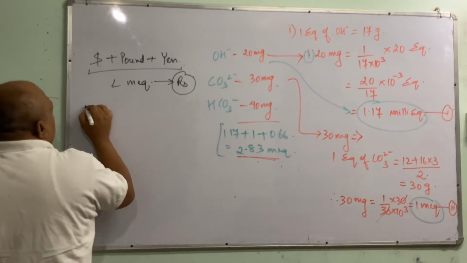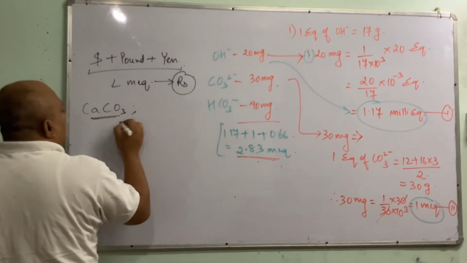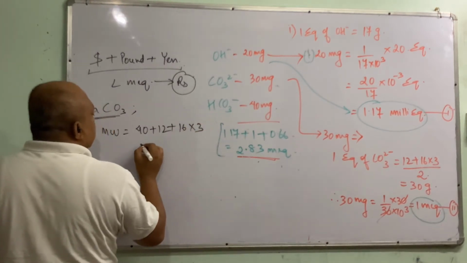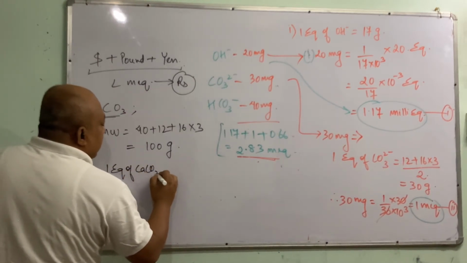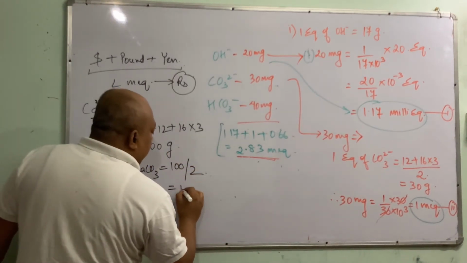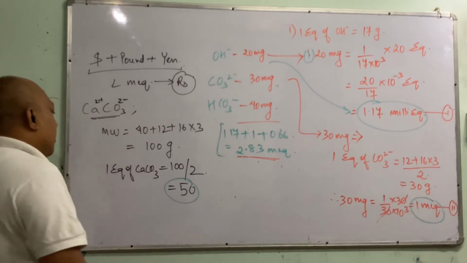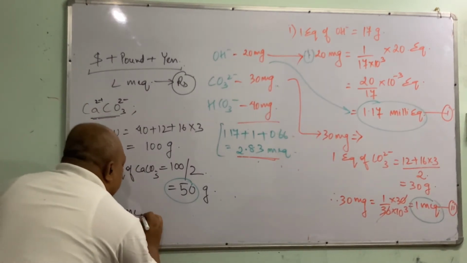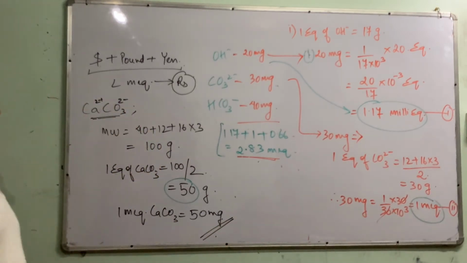Example: there is a thing called calcium carbonate. The molecular weight of calcium carbonate: calcium is 40, carbon is 12, oxygen is 16 into 3. You will get 100 grams. One equivalent of calcium carbonate is 100 divided by 2, because the valency is 2 over here. So this is 50, a numerical value that is very easy to calculate. So one equivalent of calcium carbonate means 50 grams. Therefore, 1 milli equivalent of calcium carbonate is 50 milligram. Very simple.